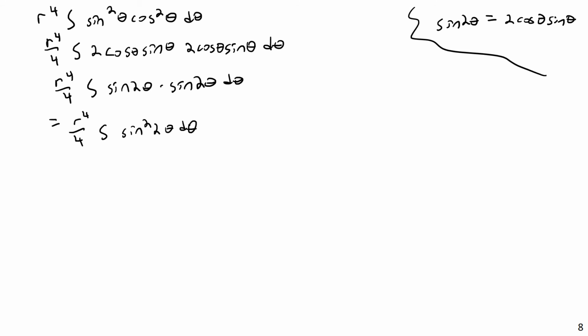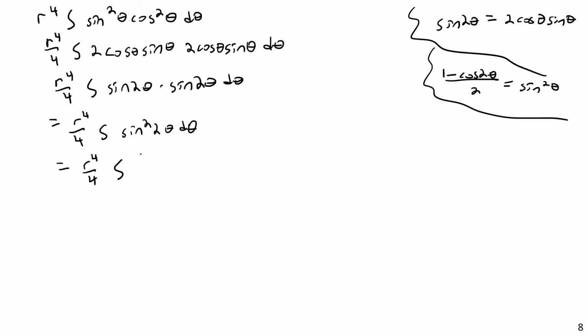Let's see, so we have that, and then we can apply another trig identity that says basically that 1 minus the cosine of 2 theta over 2 is sine squared theta. Now we already have a 2 theta, so we'll have to double that again, and we'll end up with a 4. And so we'll have the same r to the fourth over 4 times the integral of 1 minus cosine 4 theta divided by 2 d theta. Again, I had to double the theta when I went from the sine squared to the cosine.